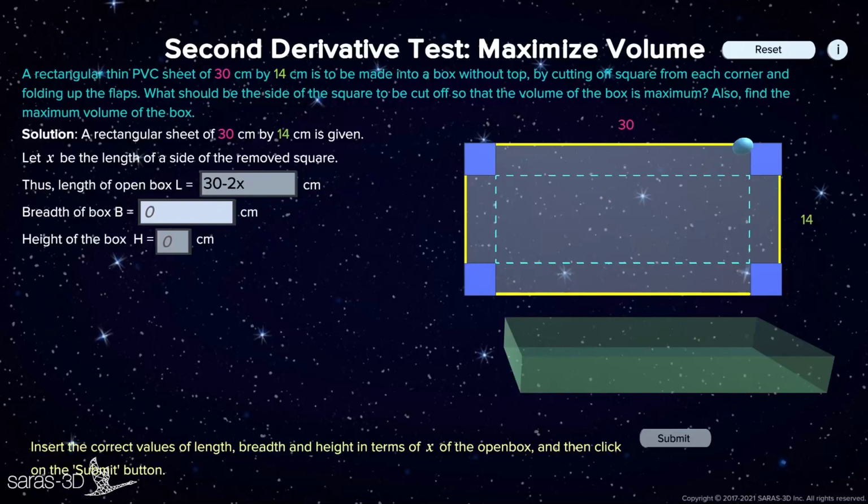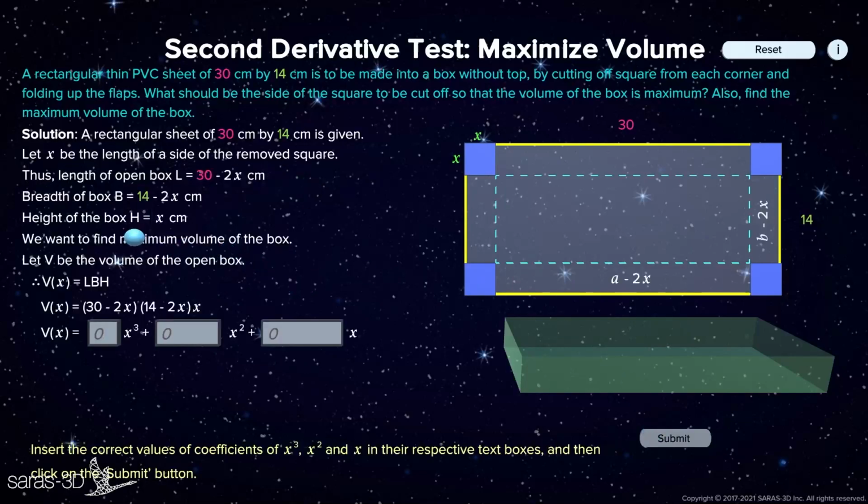Same way, what will be the breadth of the box? Now the breadth of this sheet is given to us as 14. Again here we will be subtracting this x and this x from the total of 14. So here it will be 14 minus 2x, correct? And what will be the height of the box? Remember this, when you fold it up, then that will become the height, right? So that will be nothing else but x.